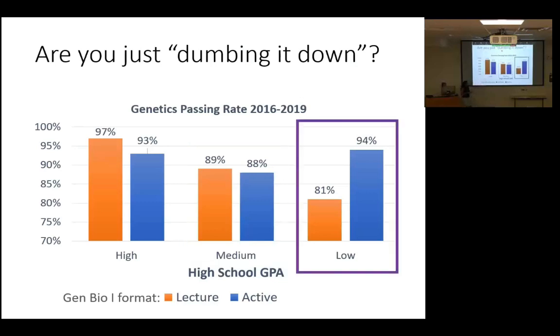And the biggest change happens with the students with the low GPA, that we had a 10-point increase in the number of students that passed Gen Bio, and not only they're passing Gen Bio at higher rates, but then when they come into genetics, they're also more likely to pass genetics. So not only they're passing, but they're also more prepared for their upper division work.